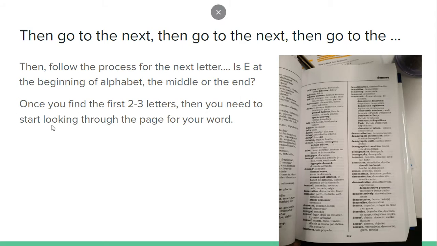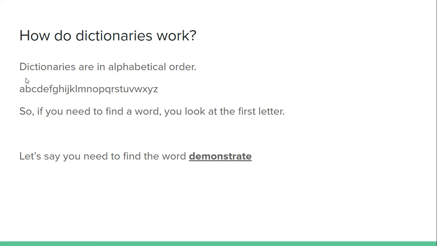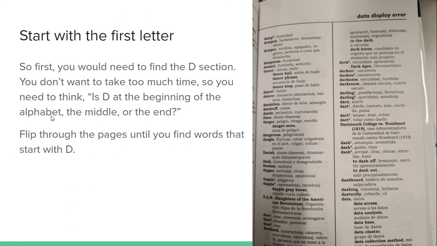So next, I'm going to look at the next letter. So the next letter is E. Well, here I was at D-A. So I need to think, does E come before or after A? Well, I know A is the first letter, so it's going to come after it. But if I wasn't sure, I could just check here. Oh, yep, E is after, so I need to keep flipping through.